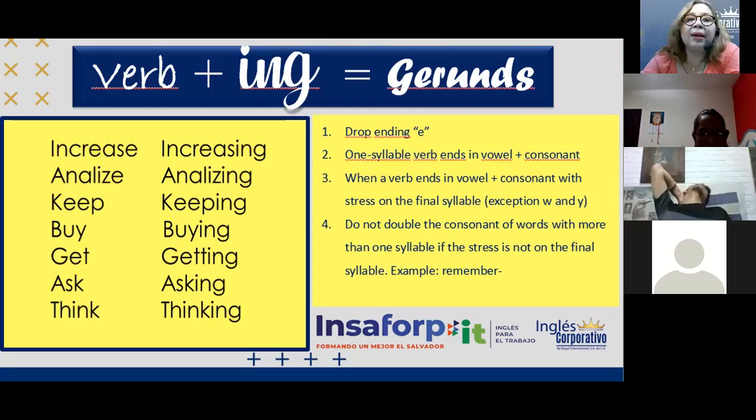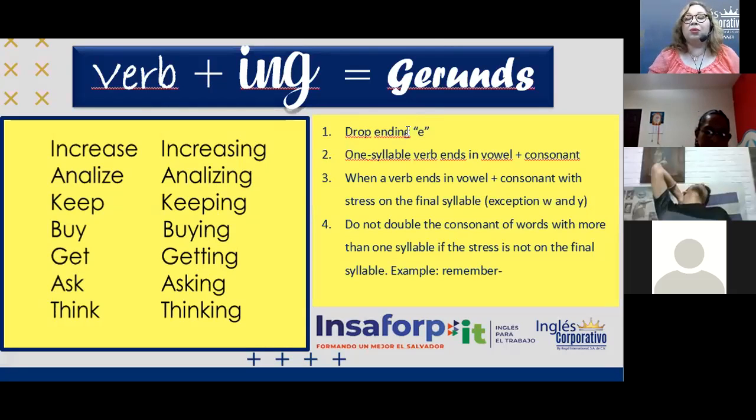Ahora veamos que cuando le agregamos ing a los verbos, a veces tenemos algún problema. Lleva doble T, lleva doble L. Le pongo solo el ing, le quito la E. ¿Qué hago? A la hora de escribirlos nos da bastantes problemas. We have some rules. Hay algunas reglas, pero hay más excepciones que reglas. Para que podamos comprender esto un poquito, vamos a resumirlo en cuatro.